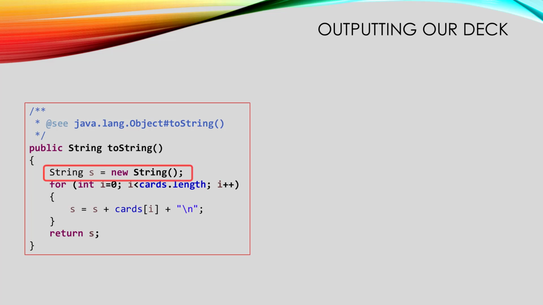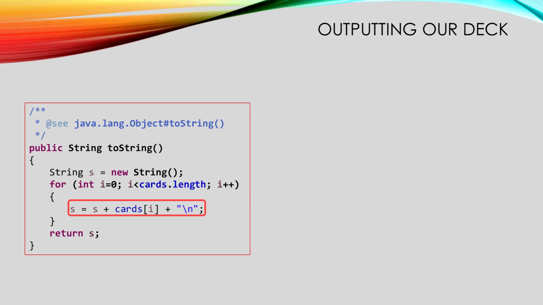This toString creates an empty string in the variable s. Then it walks through the cards array. At each position, it concatenates that card and a \n onto s and stores the result back into s. So, s is getting bigger by each card as we pass through the loop.